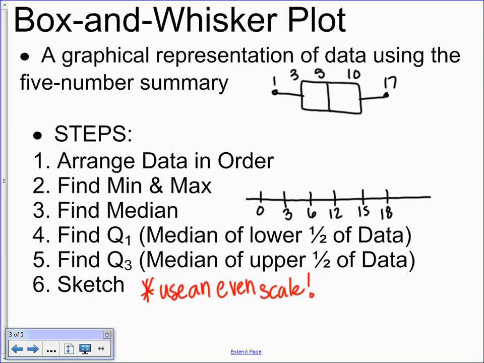So where my 5 numbers are 1, 3, 5, 10, 17, I can say 1, 3, 5, 10, oh, I skipped 9, didn't I? Nobody yelled at me. 12, 15, 18, 10 is about right here, and then 17. The 3 numbers in the middle, the quartiles and the median, those are going to be my box. So I would draw my box right here. And then I draw my whiskers out to my min and my max.